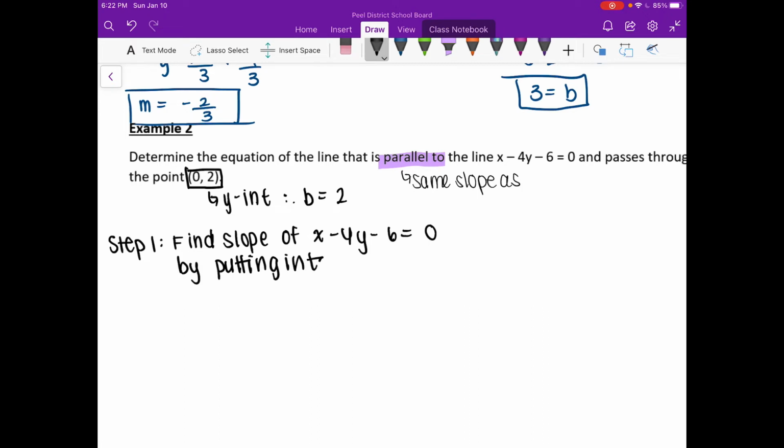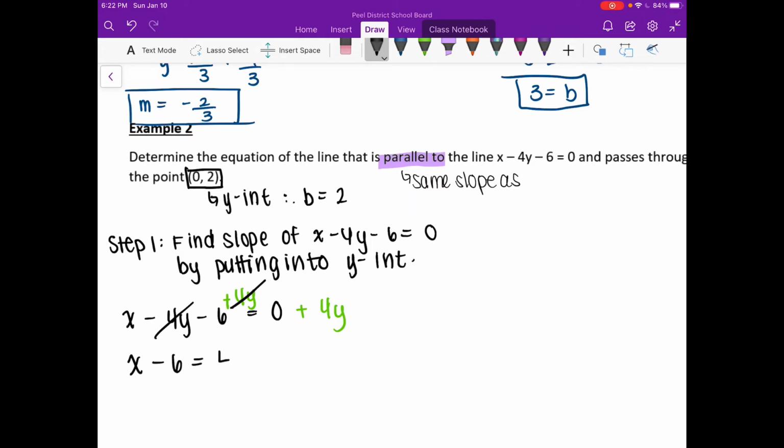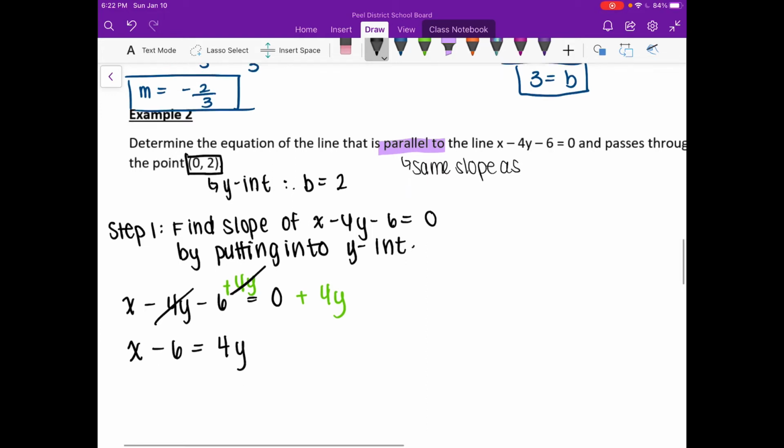Whenever you're given something in standard form, always change it to y-intercept form. So I have x minus 4y minus 6 equals 0. Since that's a negative 4y, it probably just makes sense for me to move it over so it becomes a positive. So I'm going to add 4y over here and 4y over here. So then I'm left with x, and plus 4y minus 4y cancel each other out. So I have x minus 6 equals 4y.